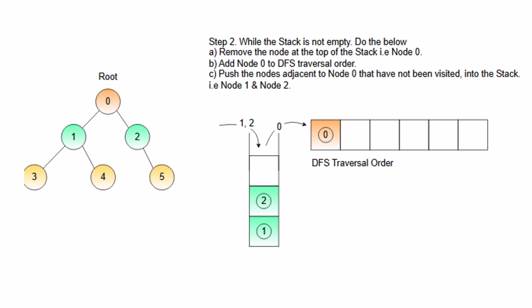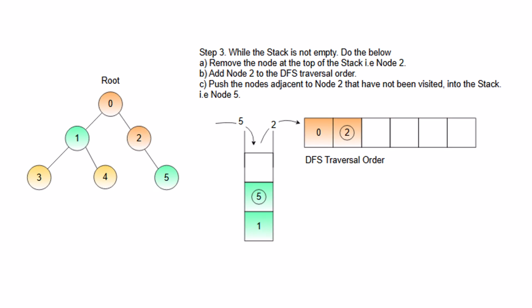Then push the neighbors of 0. The neighbors of 0 are 1 and 2. So 1 is pushed first and 2 is pushed second. Next we are popping out the element from the stack. The top element 2 is popped out and the neighbors of 2 are pushed into the stack. So first we visited 0, then 2, and then the neighbor of 2, which is 5.